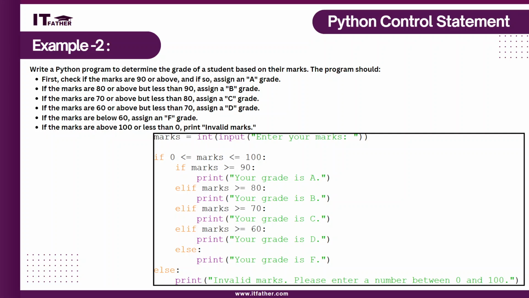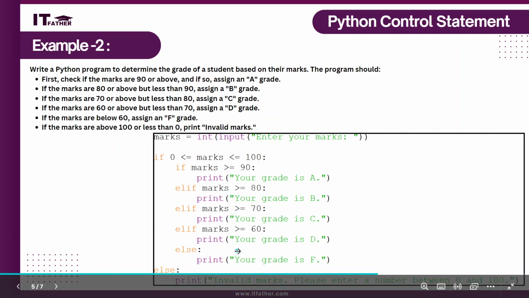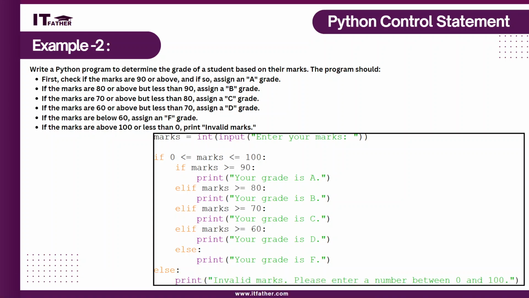In this program we are determining the grade of a student based on the marks. The program must check first if the marks are more than 90, and if so, then grade A. If more than 80, then grade B. More than 70, then grade C. So you can see this is based on if else and if elif statements, right? Two different control statements are being used here. This is a very good example.